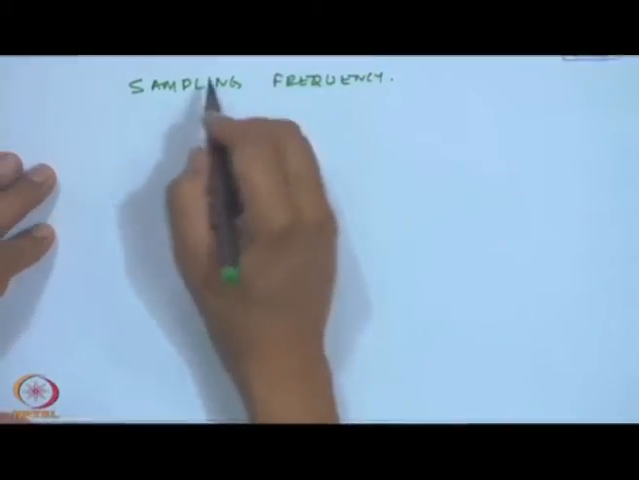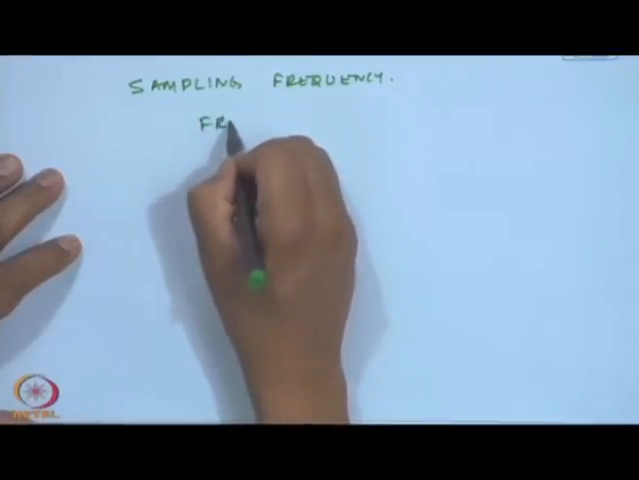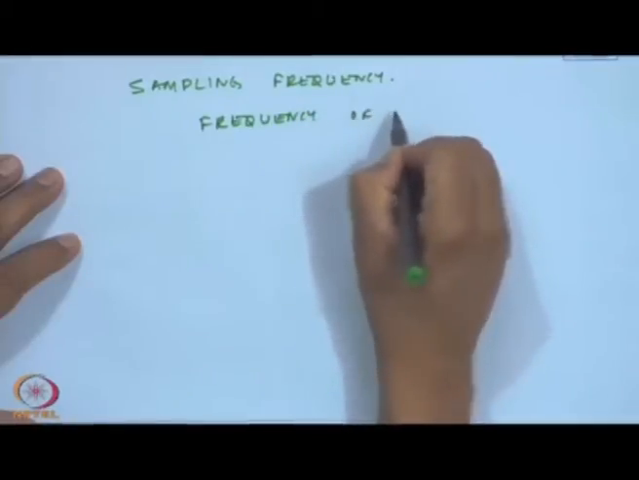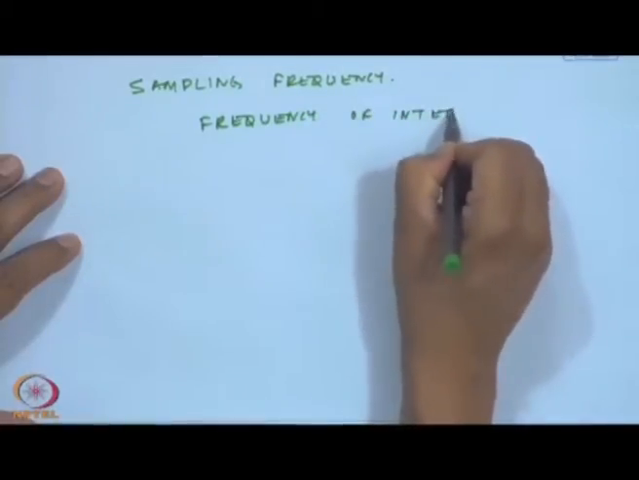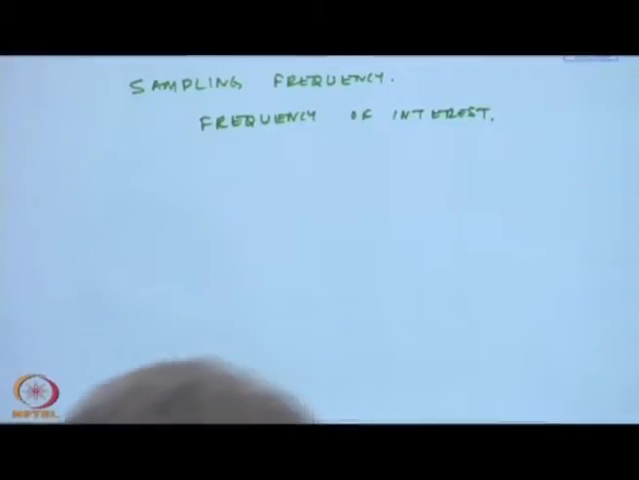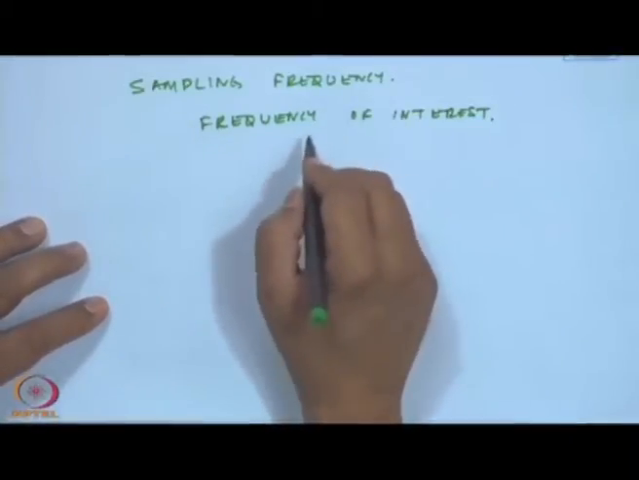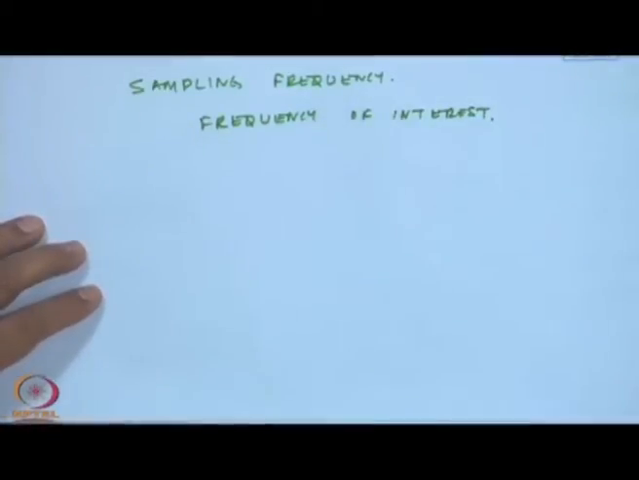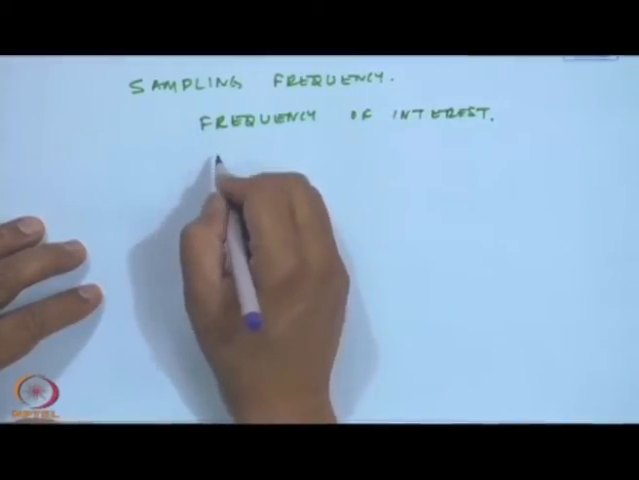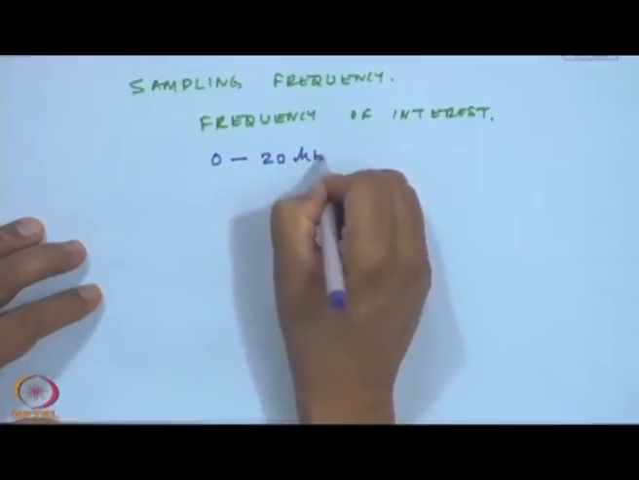In digital recorders, depending on the frequency of interest, we can have the sampling frequency decided from the Shannon sampling theorem. Now, suppose we are talking about mechanical signals basically in the audio range from 0 to 20 kilohertz.